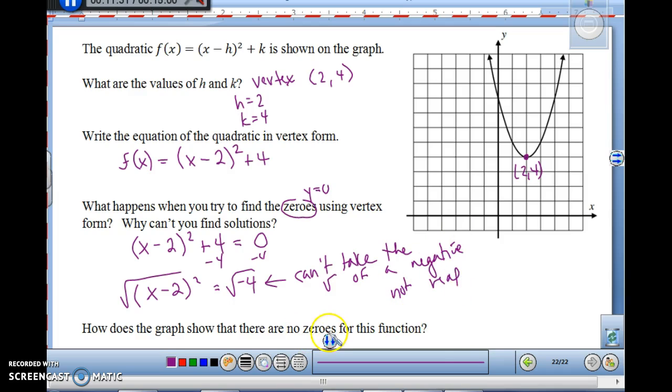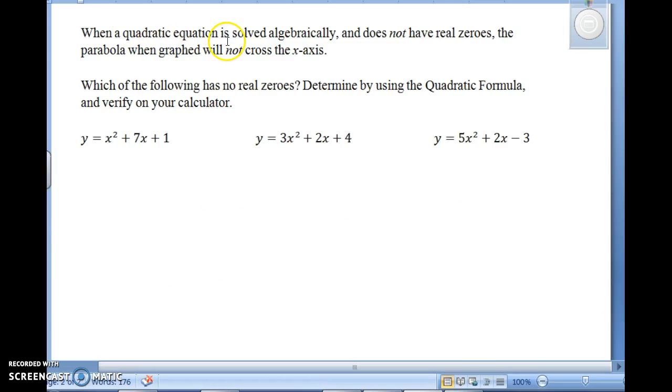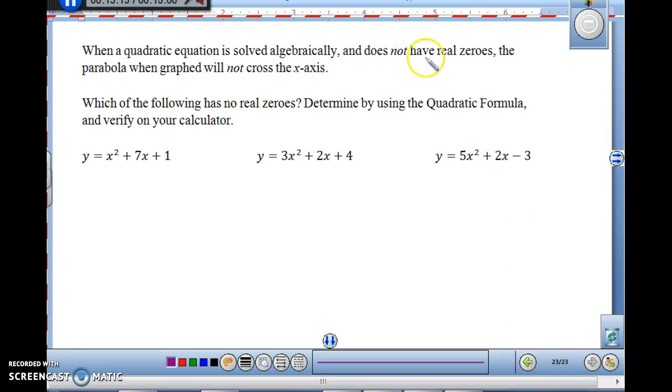Okay, so remember, the zeros are where it crosses the x-axis. So how does this graph show there are no zeros for this function? It doesn't cross the x-axis. So if it doesn't cross the x-axis, it has no real zeros. So when a quadratic is solved algebraically and does not have real zeros, the parabola when graphed will not cross the x-axis.